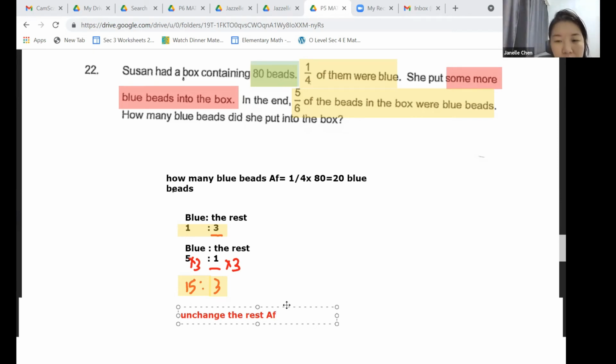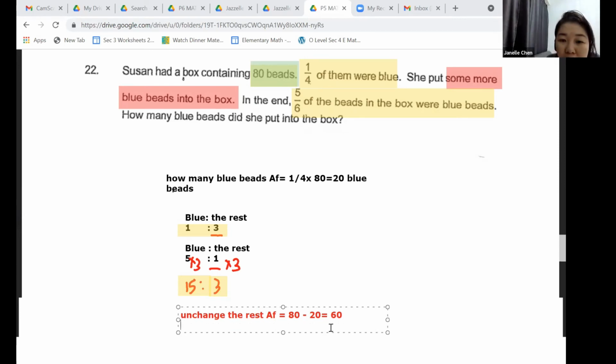Because we are taking, okay, wait, there's a technical issue. So here is equal to 80, and then we minus away the at first 20 for the blue color. So the rest will be equal to 60. So the 60 here is unchanged from before to after. And since we already make the before and after become the same for the rest, which is equal to 3 units, it also means that 3 units is equal to 60 rest of the bits.